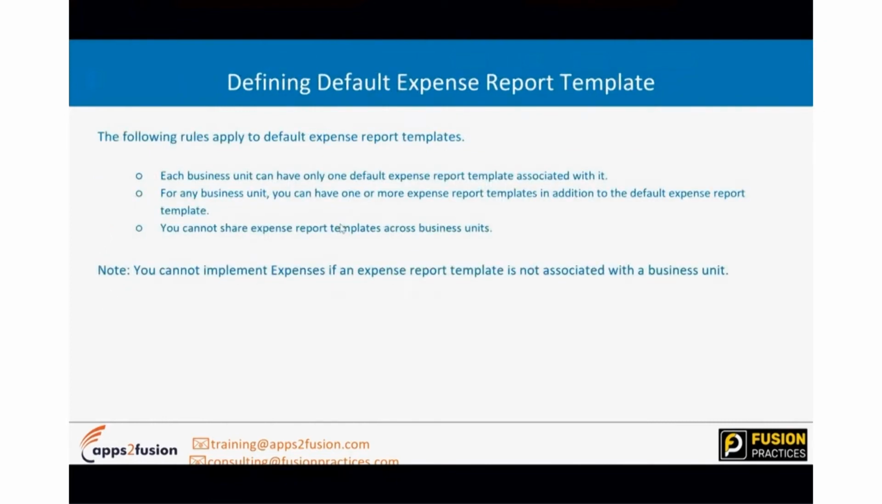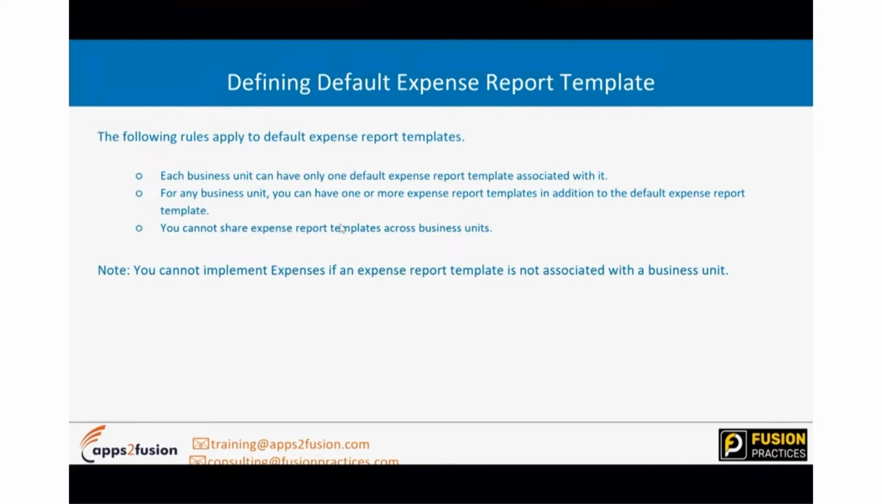Now, there's also the concept of a default expense report template. So what happens, as I mentioned, these templates are defined at the BU level. So each business unit can have multiple templates created, but out of those, only one can be defined as a default. So this also needs to be considered, right? You can decide which template you want as the default. So whenever an employee logs into the application and goes to expenses, he will have the list of templates, but by default he will see one template already selected based on the default option setup.